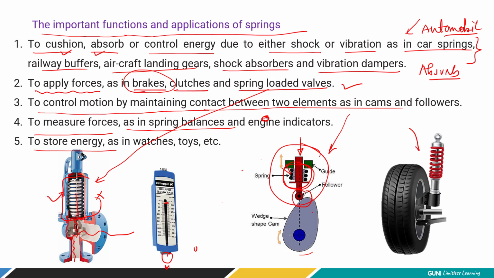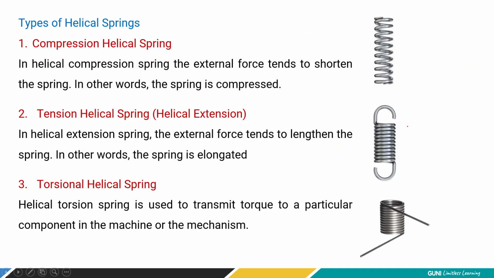This is an example of a shock absorber. Just look at it. Whenever there is a shock, it is absorbed by the spring along with the oil, right? It is not only the function of the spring, right? There is oil over here in the shock absorber. The oil will simply damp out the vibration. Only a spring cannot be used in a shock absorber, right? This is a requirement. Now, what are the types of helical spring?